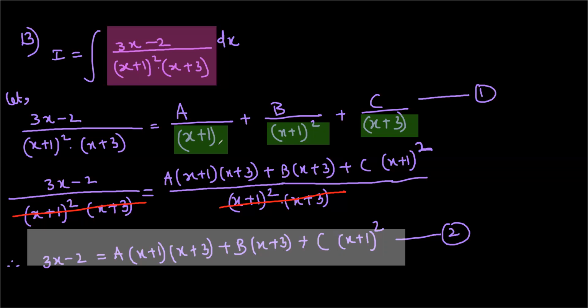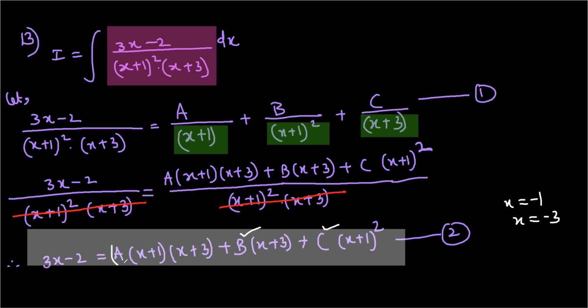Then I will put x as -3. So when I put x as -3, see what happens. Here, this goes 0. Now 0 into a is 0, and this goes 0, so 0 into b is 0. So a and b are eliminated, and I get the value of c. So you should understand that by substituting x as -1 and x as -3, you could find the value of B and C, these two values.